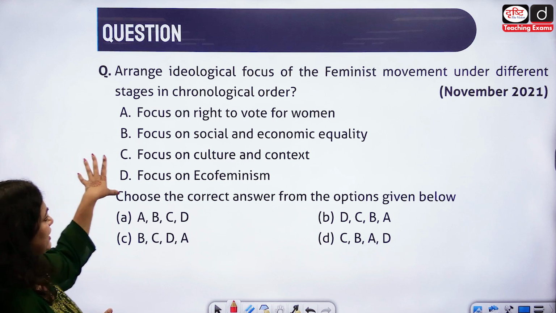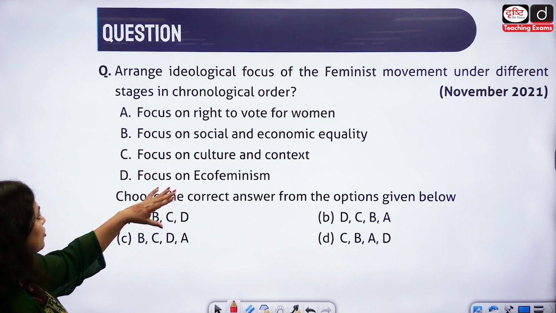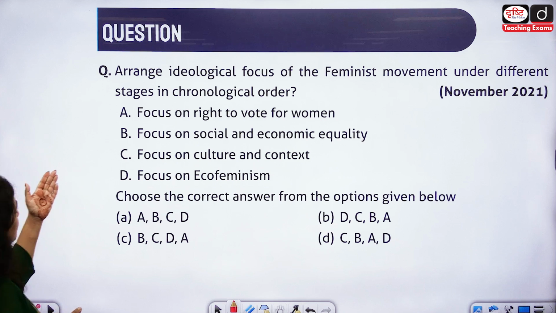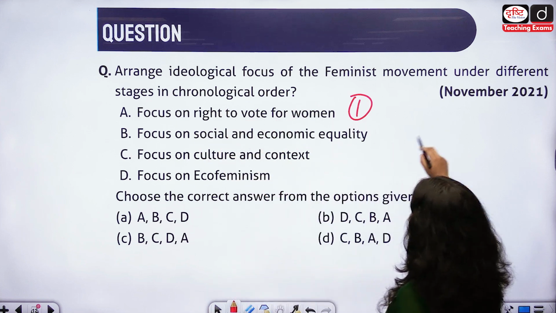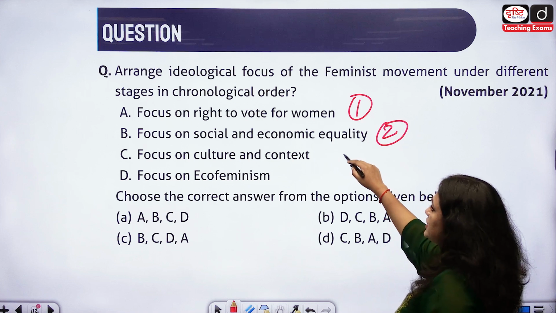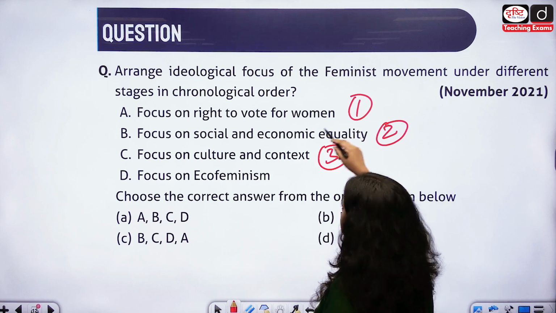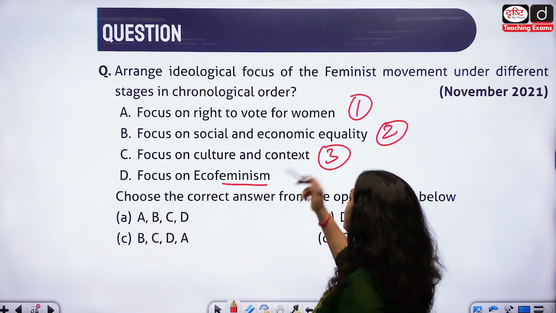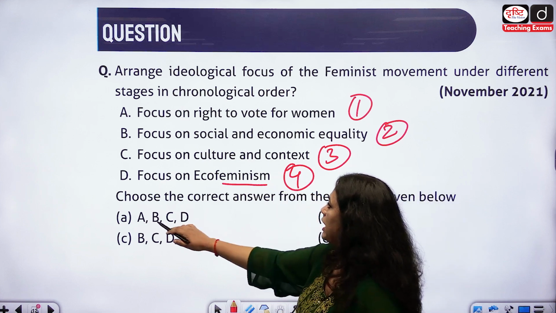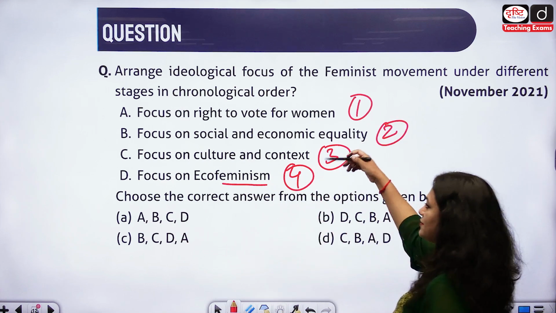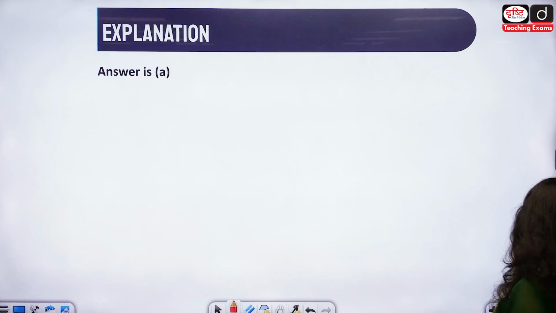Now this is a pretty easy question. Arrange the ideological focus of the feminist movement under different stages in chronological order. We have A, focus on the right to vote for women. This is the first stage, the first wave of feminism. Then B, focus on social and economic equality, the second stage, the second wave of feminism. Third, focus on cultural and context, the third wave of feminism. And then focus on ecofeminism, which is part of the fourth wave of feminism. So here you can see the answer is A, B, C, D. This is one of the easiest questions that you can have. So our answer is A.